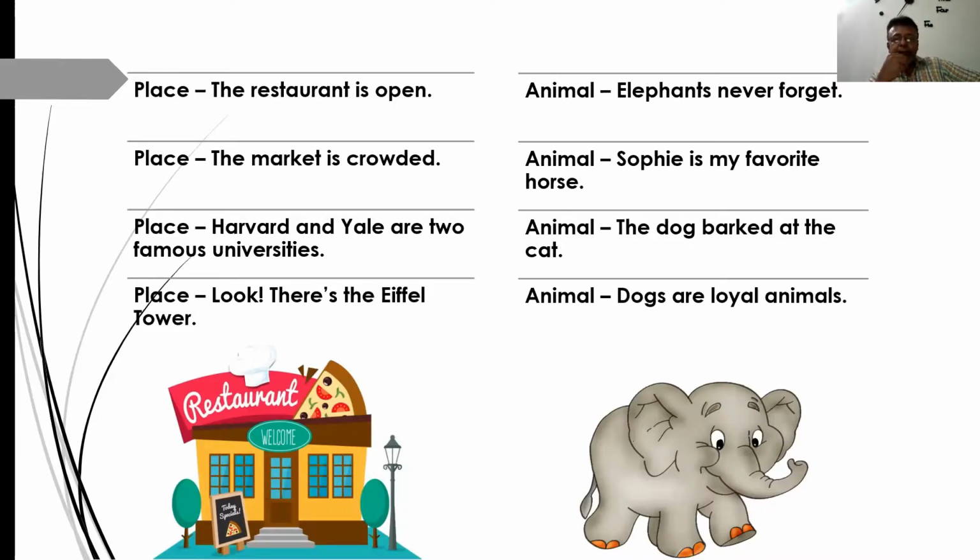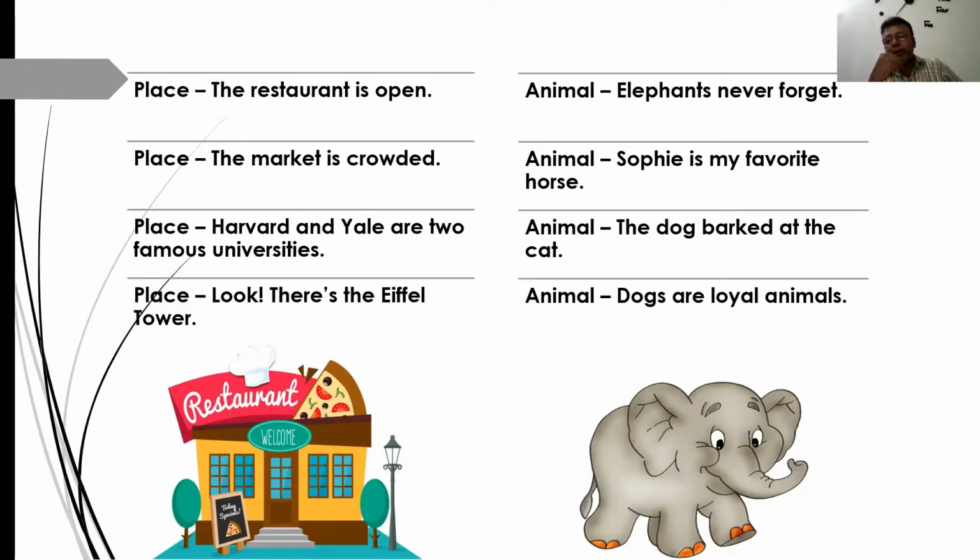Look, there is the Eiffel Tower. Eiffel Tower, we know that it's in Paris, France, and it's a name of a place. Animal. Elephants never forget. Elephants, name of an animal. Sophie is my favorite horse. Sophie and horse both are nouns in this case, only that Sophie is a proper noun, a specific name given to somebody or something or some animal, and then horse is the name of that animal.